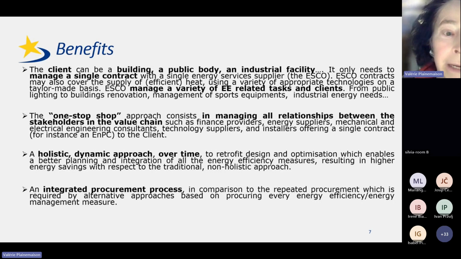This also implies that there is an integrated procurement process in comparison to repeated procurement processes, which would be requested by alternative or traditional approaches. So the integrated procurement process is twofold. First, there is one public procurement process by the client selecting the ESCO, and then the ESCO is also involved in an integrated procurement process when doing the choices of technologies or equipment of work. But this is also a very, very important thing with regards to national legislations on private and public procurement.